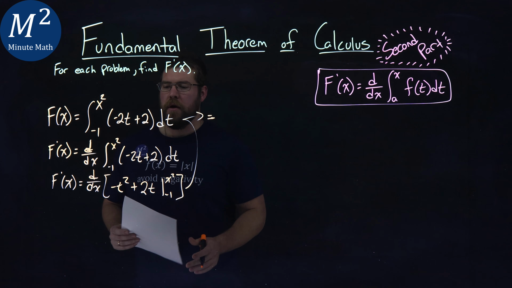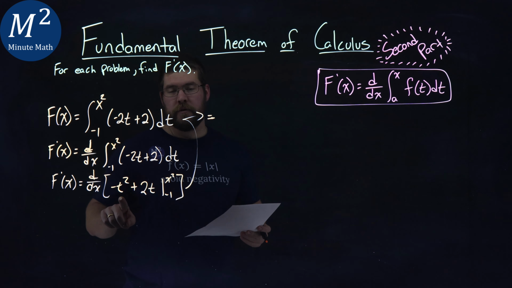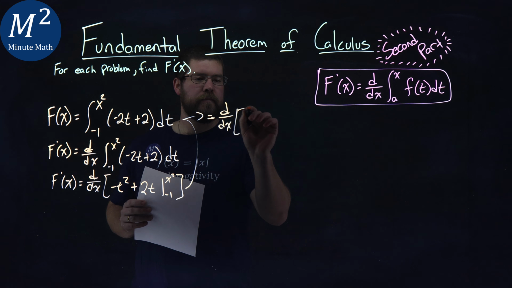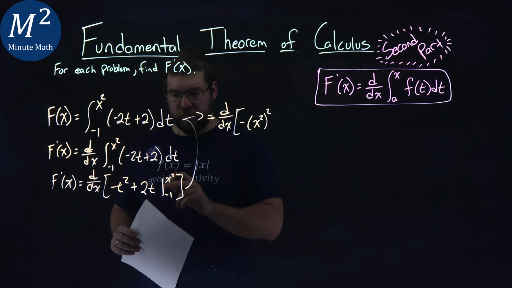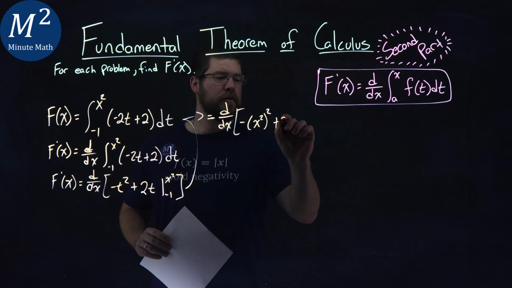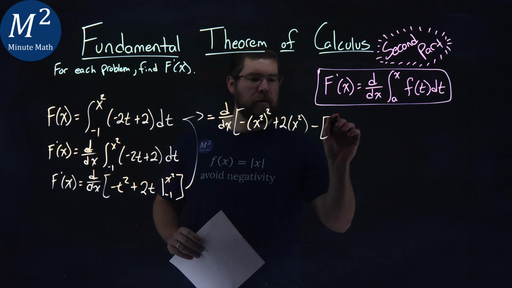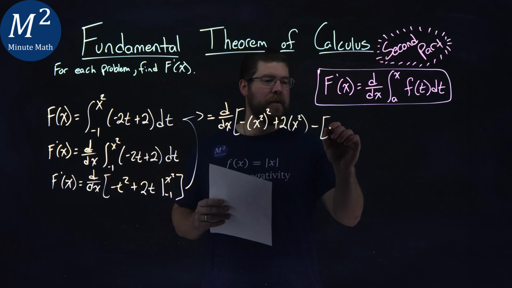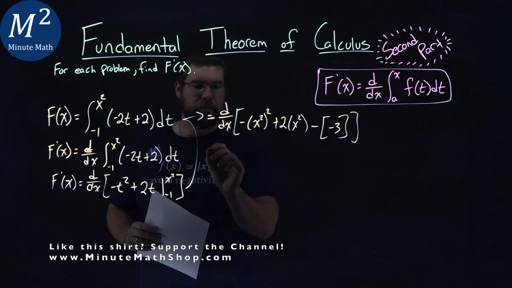From here we need to follow our rules. Plug in x squared for t. So we have d over dx of: plugging x squared in, -x squared squared, don't forget the second squared, plus 2 times x squared. Minus, when we plug in -1 for t, I simplified that for you, and it came out to be a -3. And it won't really matter in a minute.